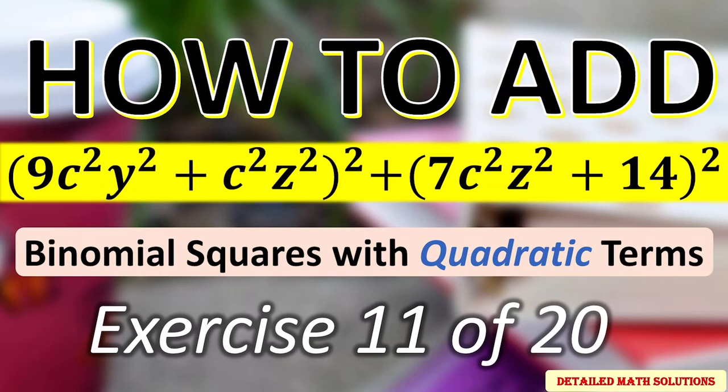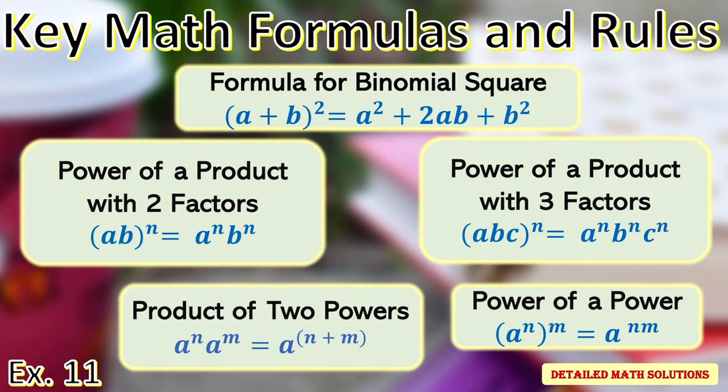In this video I'm going to write and explain step by step how to add the squares of the binomials 9c squared y squared plus c squared z squared and 7c squared z squared plus 14. To solve this exercise, I'm going to use the formula for binomial square and the rules of exponents for power of a product with two factors, power of a product with three factors, product of two powers, and power of a power.